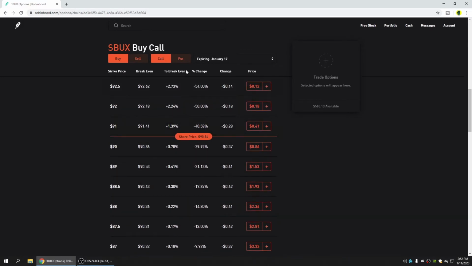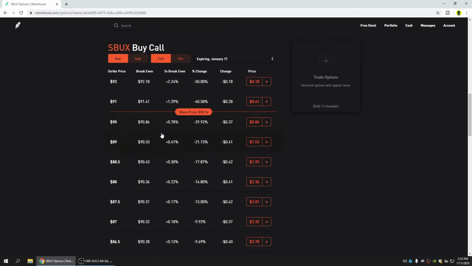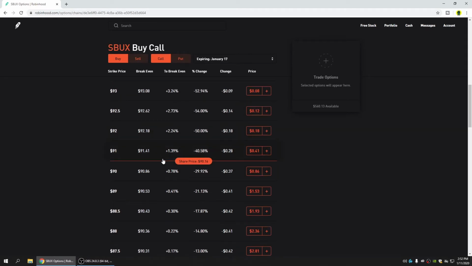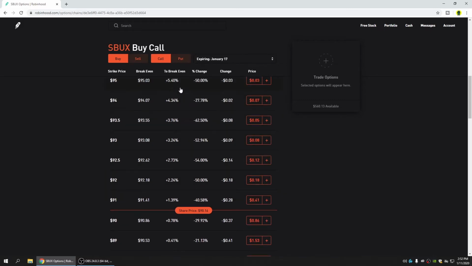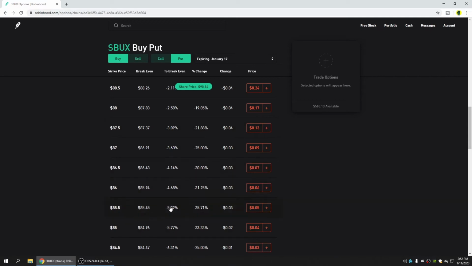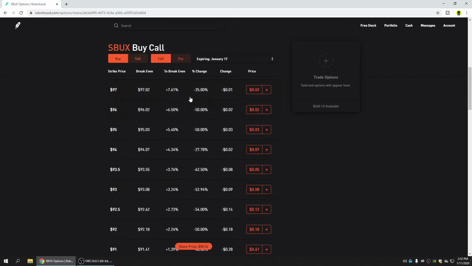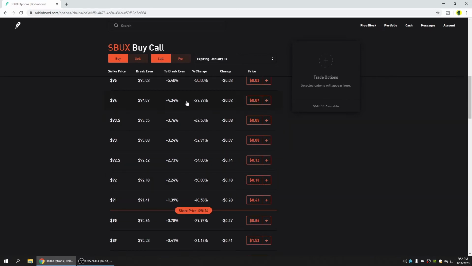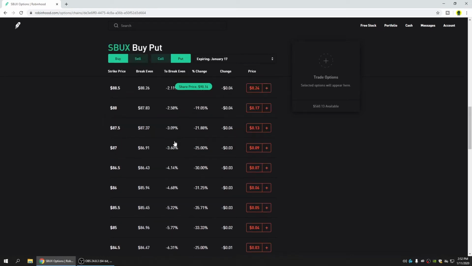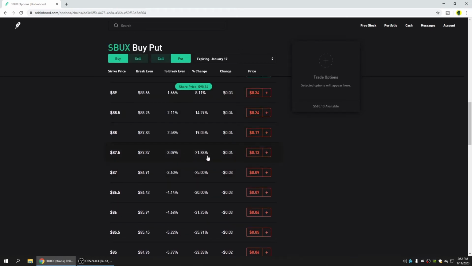This looks probably very confusing to a lot of you, but essentially all an option is saying is that a stock is going to go up to a specific price or it's going to go down to a specific price. When you're saying it's going to go up to a specific price, that's called a call. You're calling that the share is going to go up to a certain price. And a put is the exact opposite. You're saying that the stock is going to go down to a certain price.